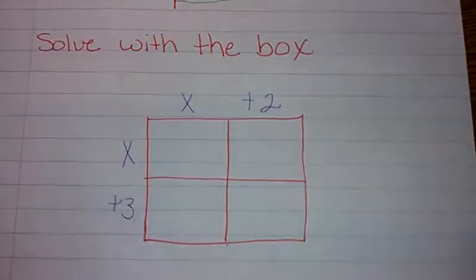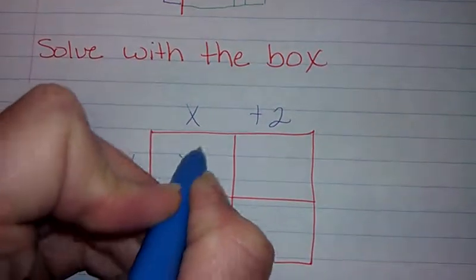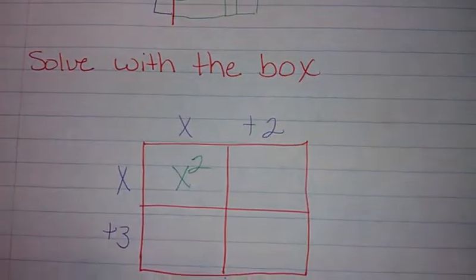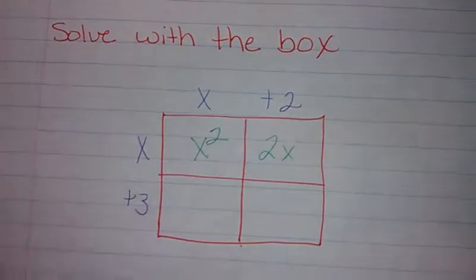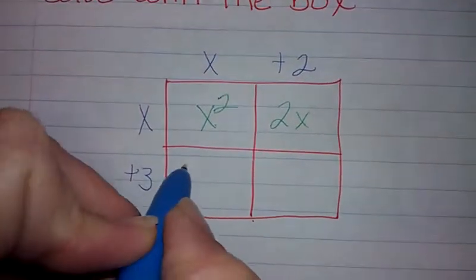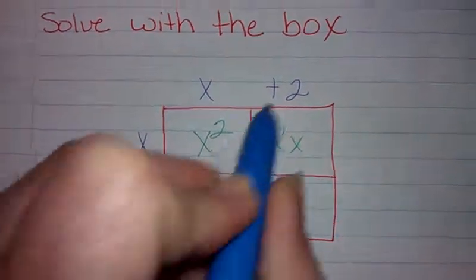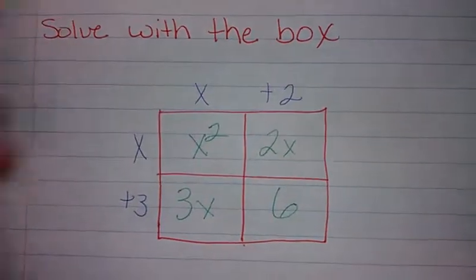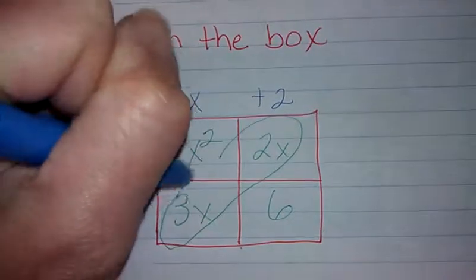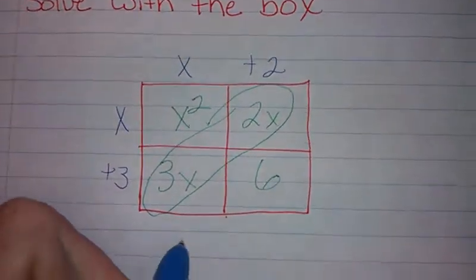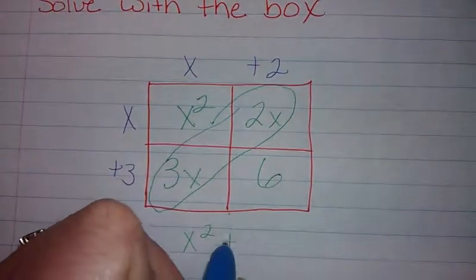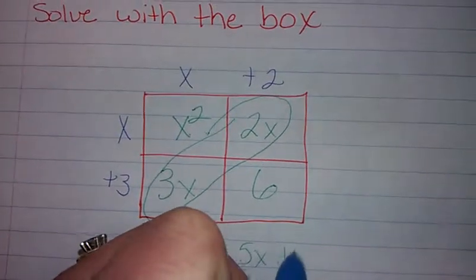Well, down here in the box, x times x, x squared, x times 2, 2x, 3 times x, 3x, 3 times 2 is 6. These two boxes both have the x's. They go together. Again, my product is x squared plus 5x plus 6.